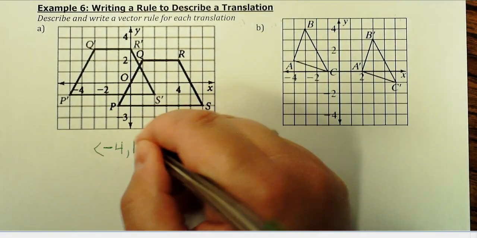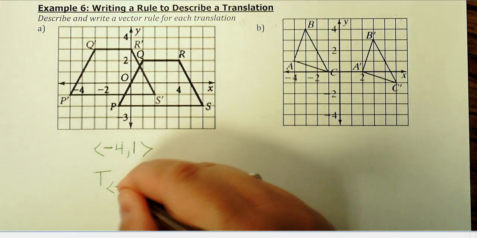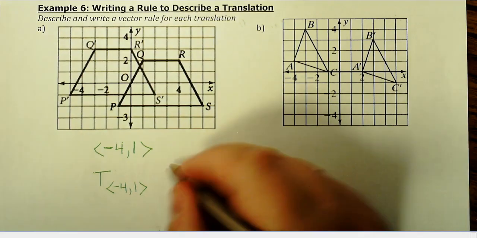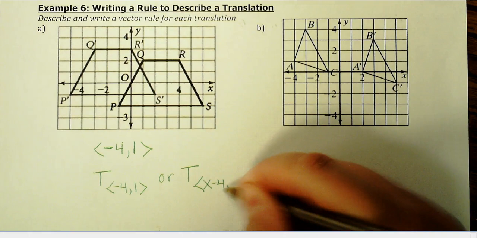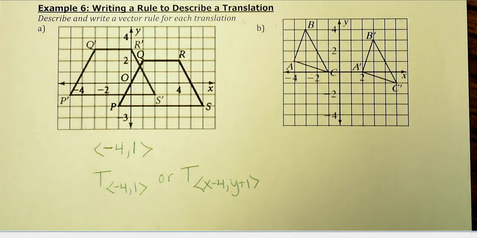So the vector, to describe that, can do this several ways. Like I said, I'm translating 4 to the left, up 1, or you can write it, this would be x minus 4, y plus 1. It's what am I doing to the x coordinate, what am I doing to the y coordinate.